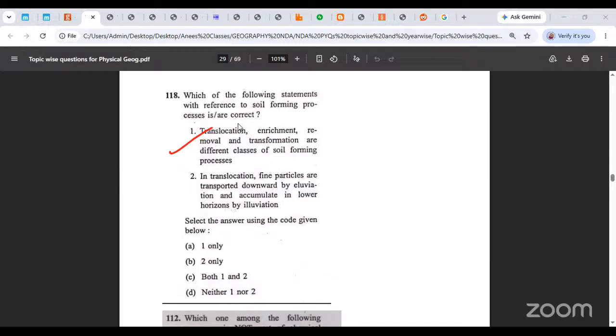And in translocation के process में particles are transported downward by illuviation and accumulate in the lower layers by illuviation. Yes, that is also very correct. So we'll go with both 1 and 2.